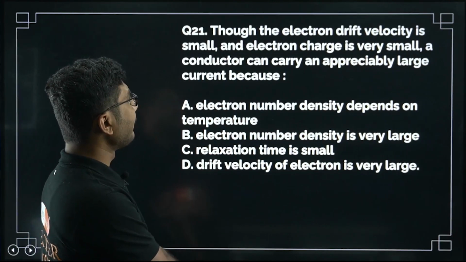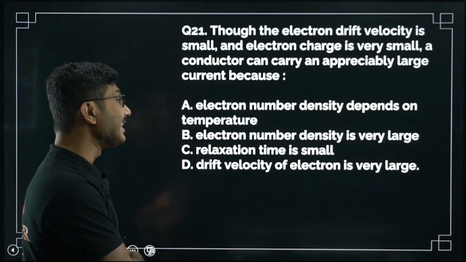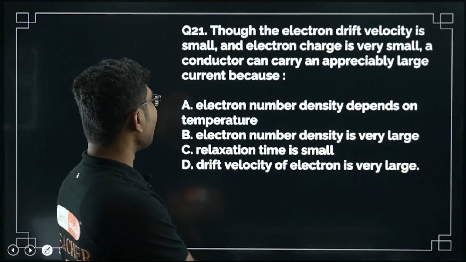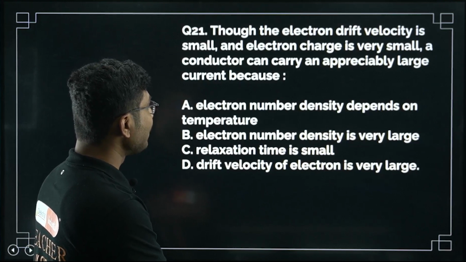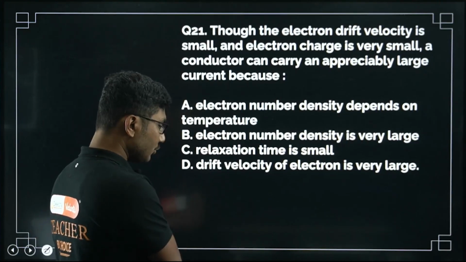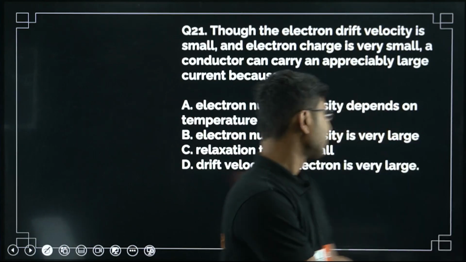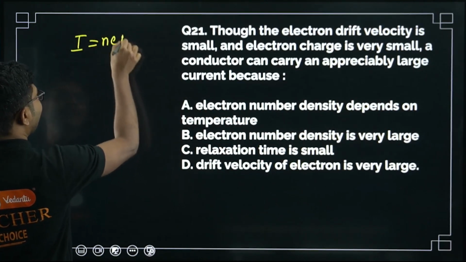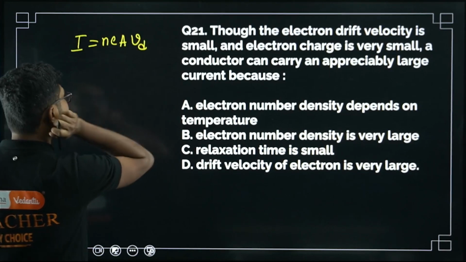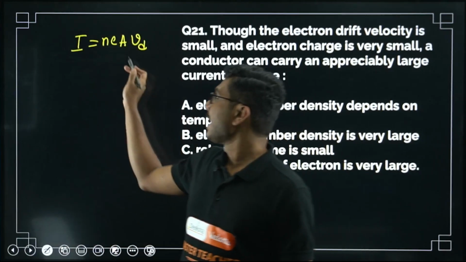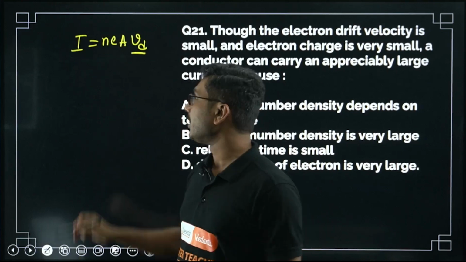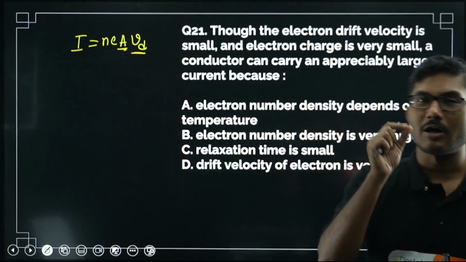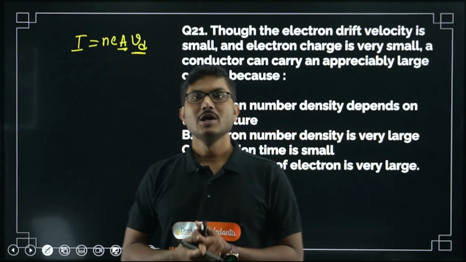Though the electron drift velocity is very small, that we have already seen in one of our problems, and electron charge is very small, a conductor can carry an appreciably large current because, so drift velocity is small. So what is the current? Current is basically n e A v_d. First of all you have to understand that v_d is a very small value. Area: if you take a normal copper wire from your household, you will see the area of that copper wire is very small, right?